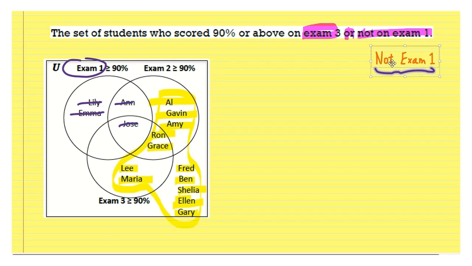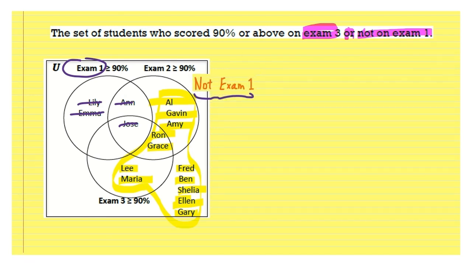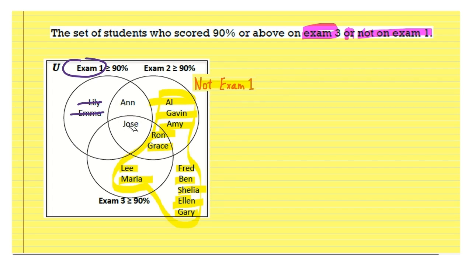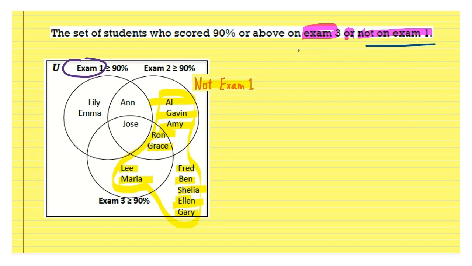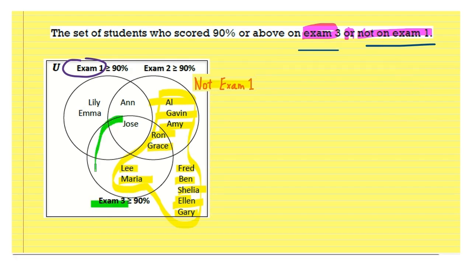And then I'm going to put my little label, because my not exam 1 is going to be the yellow area. I am going to take out these marks through those names, and you'll see why in just a second. Because we just considered not exam 1. Now we're going to consider exam 3. So exam 3 is right down here. That's going to include everything in this circle.